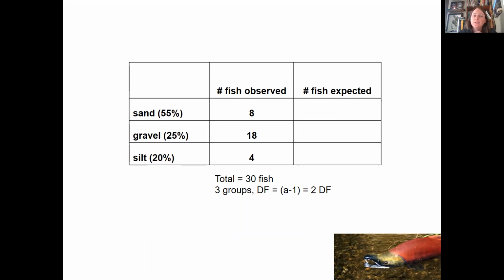Take a look at the total. So the total is 30 fish. That's kind of an important number. And then there's 3 different groups here, right? 3 different categories. And so we need to understand something called degrees of freedom. The degrees of freedom are just the number of groups minus 1. So this data set has 2 degrees of freedom, and that comes into play in the table. And I will talk about degrees of freedom in another lecture. Okay, but just keep in mind that the degrees of freedom in this example are 3 minus 1, or 2.